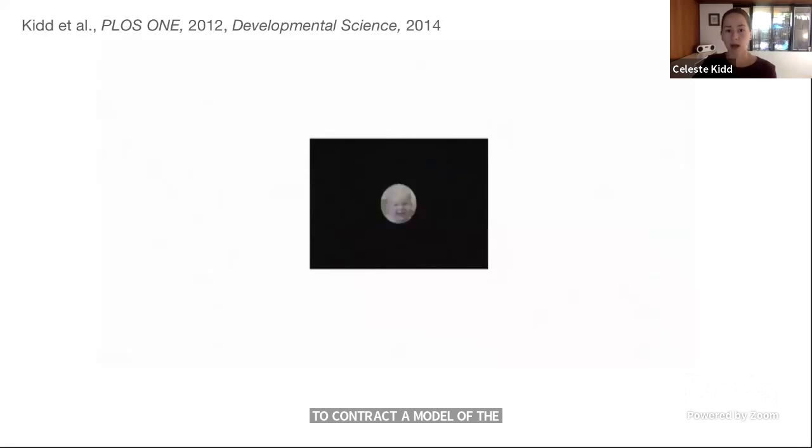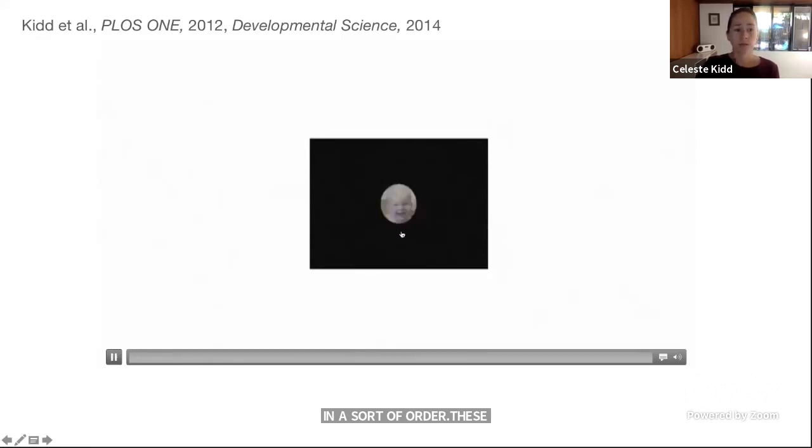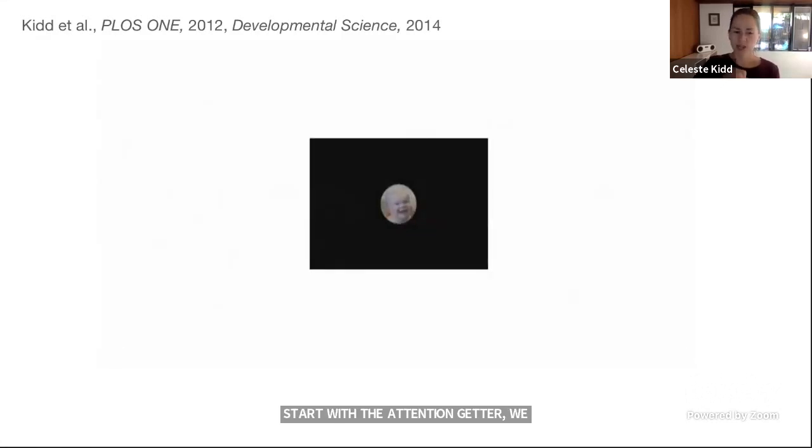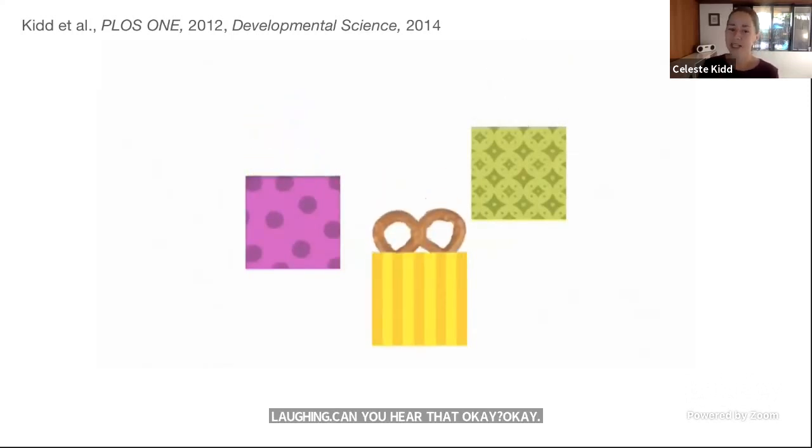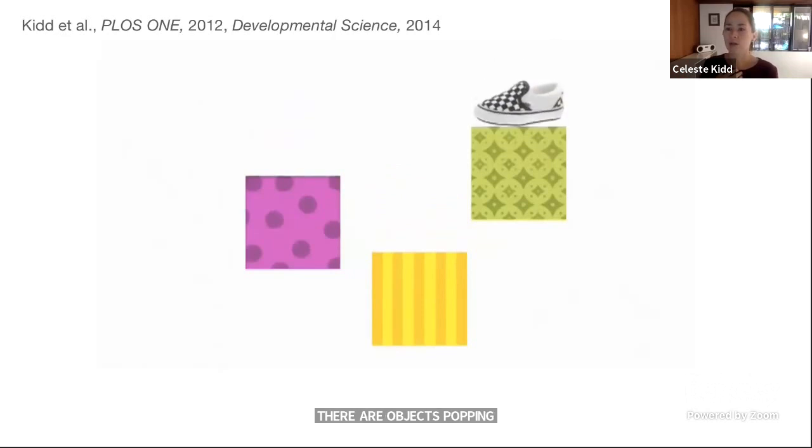In these displays, objects popped out of boxes in some order. I'll show you what that looks like. These experiments with infants always start with an attention getter, and we use a baby who is laughing because babies really like looking at other babies. Can you guys hear it okay? Okay, so there's objects popping out of boxes. There's exactly one object in each box. Across the trials, there's different boxes with different objects.